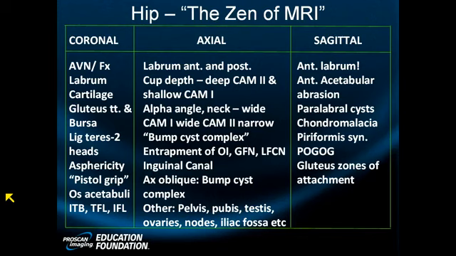So let's go to our coronal. How did we obtain our coronal? Let's see if it was a straight coronal or an oblique coronal. It's an oblique coronal. And our oblique coronal shows us the abnormality.